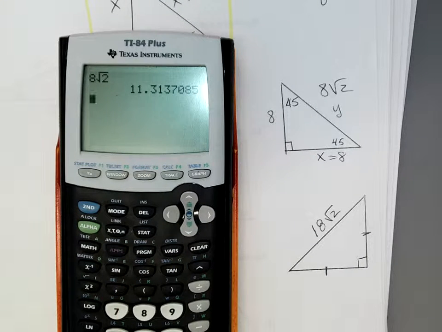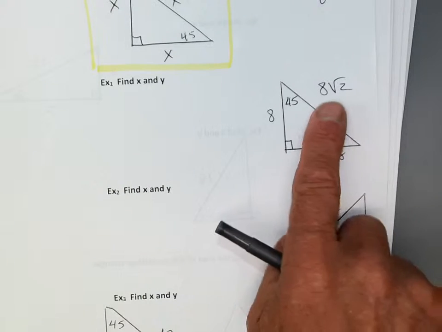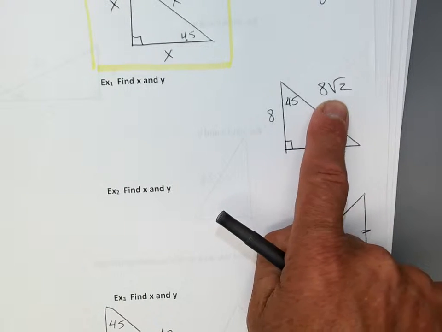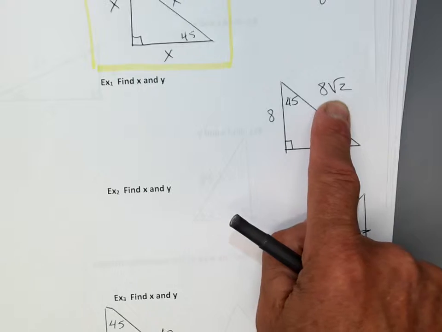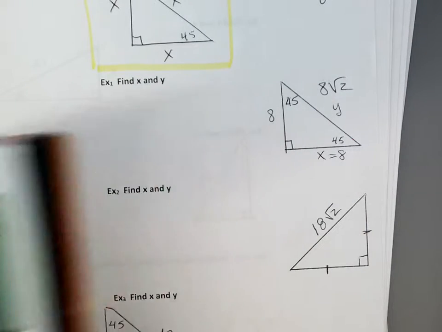Got it? So if it's a story problem, then change it into a decimal, because then we need a real answer, correct? So I always like to say, if you went up to Marston's and you asked them for a board this long, they'd look at you like you're crazy, right? So then if it's a real problem, change it to a decimal, okay?